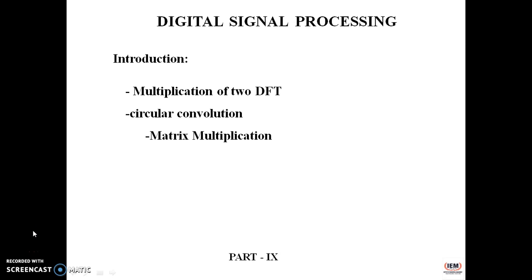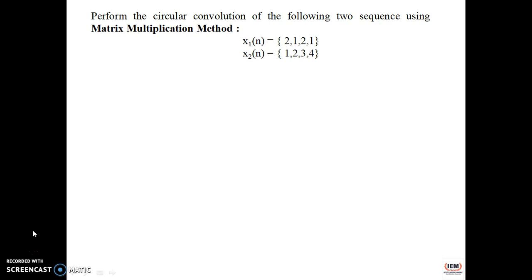Here I introduce multiplication of two DFTs component, the method I follow here is circular convolution by matrix multiplication method. Using the matrix multiplication method to solve the circular convolution. As in the same example, here we consider solving the circular convolution, but the method we consider is the matrix multiplication method.